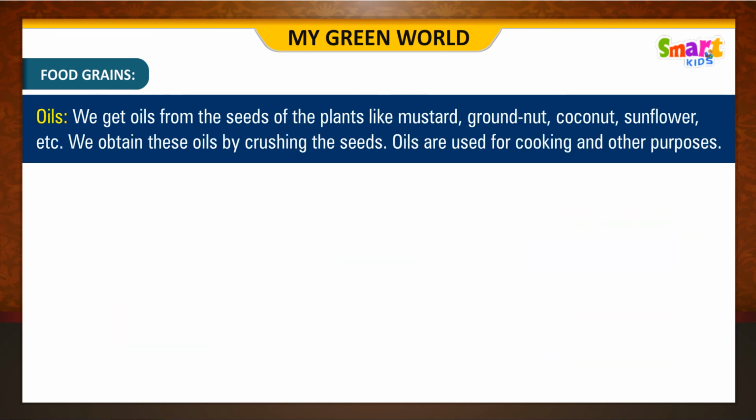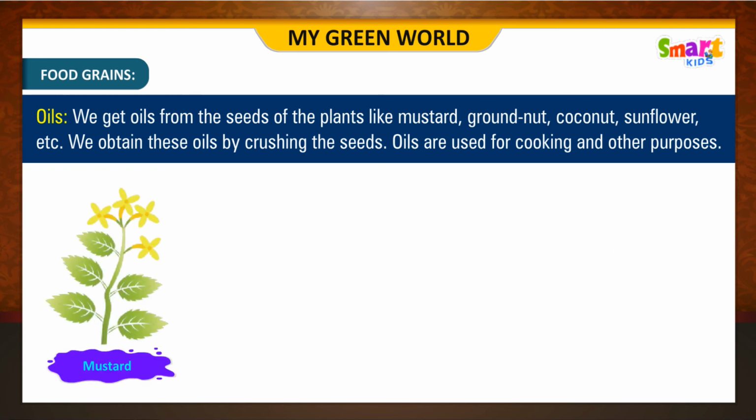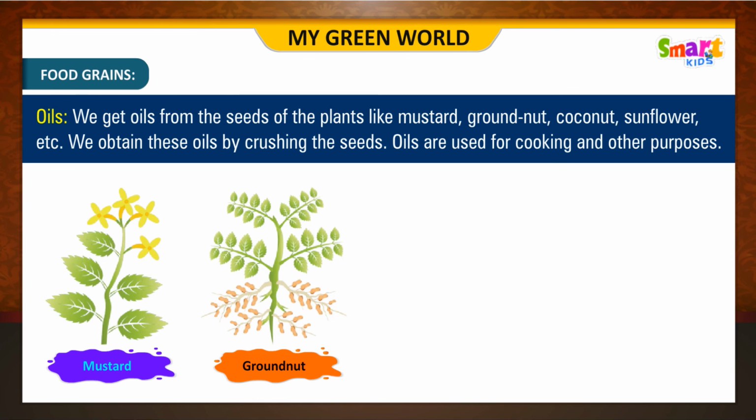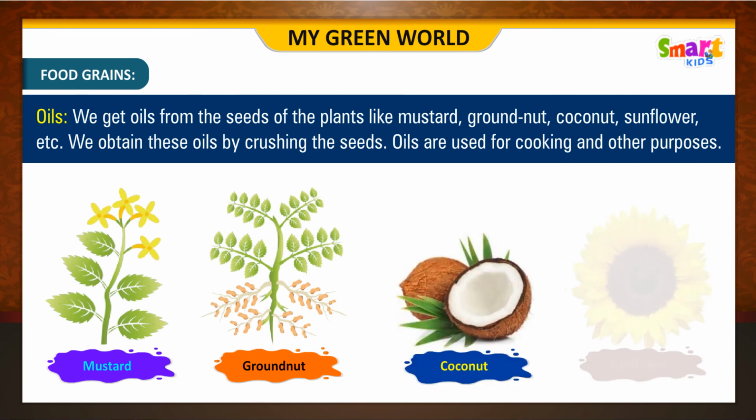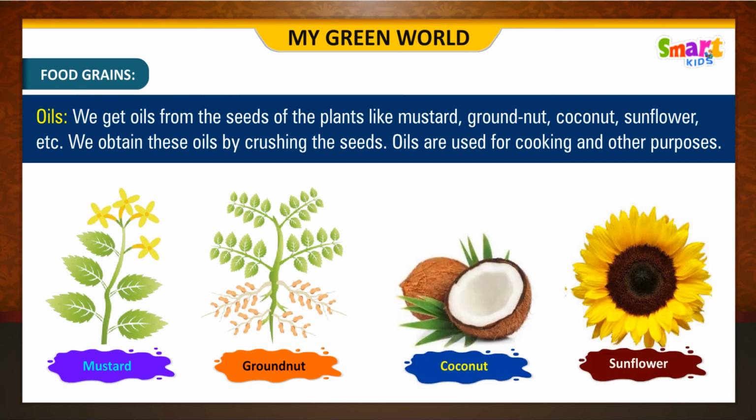Oils. We get oils from the seeds of the plants like mustard, groundnut, coconut, sunflower, etc. We obtain these oils by crushing the seeds. Oils are used for cooking and other purposes.